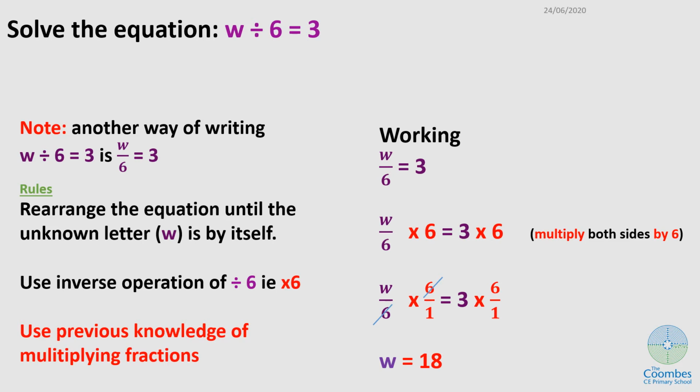So if we now simplify, 6 divided by 6 will be 1. If I then simplify what is left over here, only this W will remain because all these tend to 1. And on the right hand side, I have 3 times 6 over 1, which is just 3 times 6, and 3 times 6 is 18. So my W is actually equal to 18.